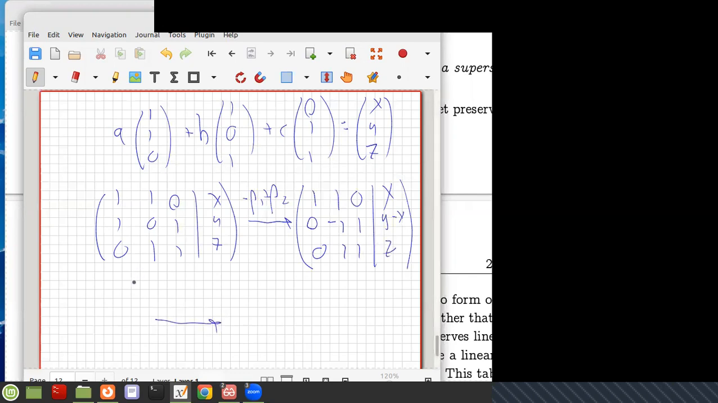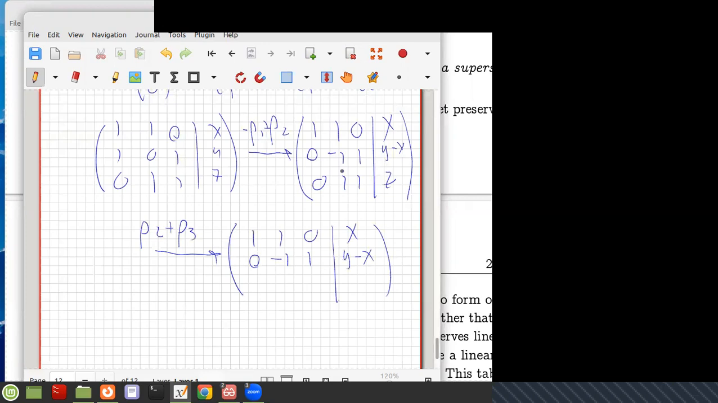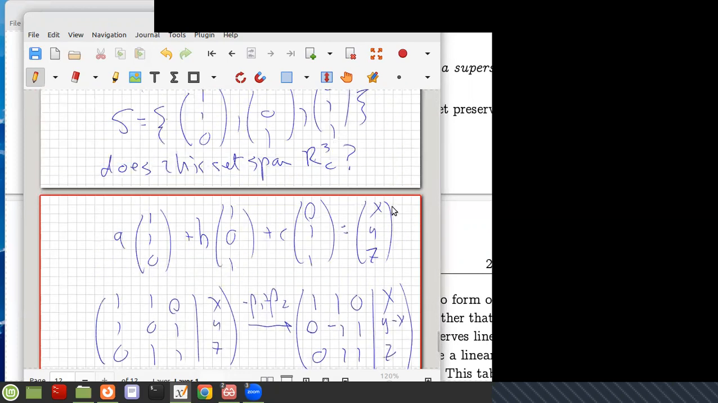And then we can do row 2 plus row 3 to give 1, 1, 0, x, y minus x, 0, minus 1, 1. Then we add these together and we get 0, 0, 2, and z plus y minus x, right? Because we add those two together. Then this is the A, the B, and the C column. Remember, we're solving for A, B, and C because we want to find, can I represent for arbitrary x, y, and z, can I find A, B, and C?